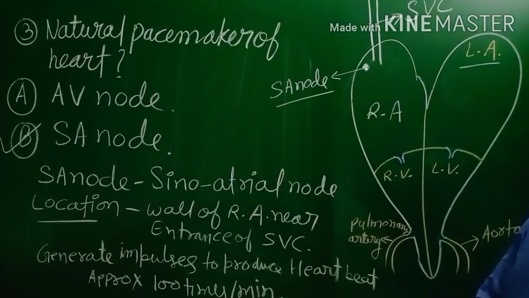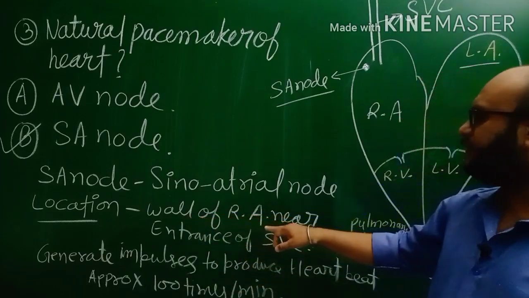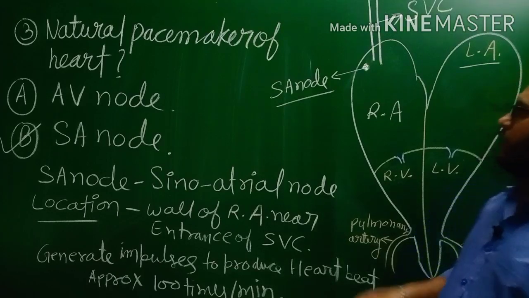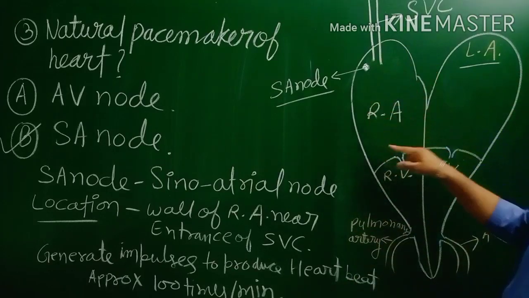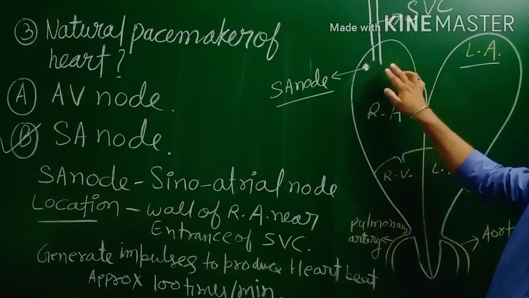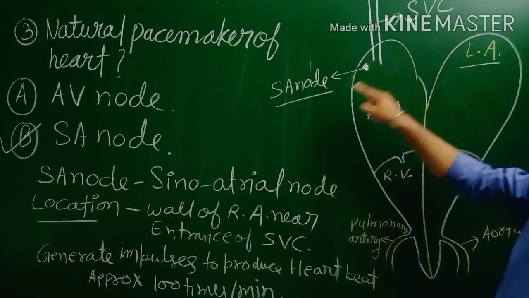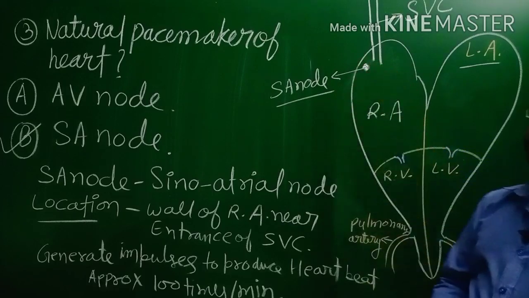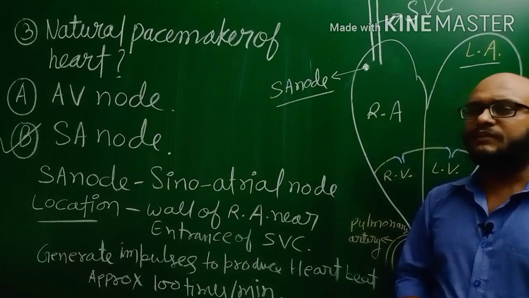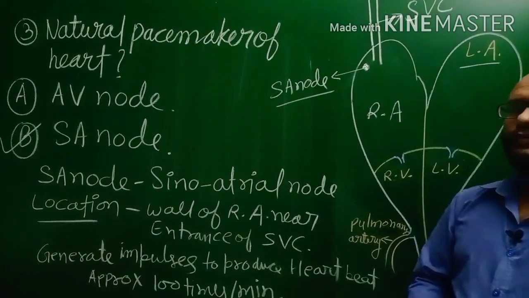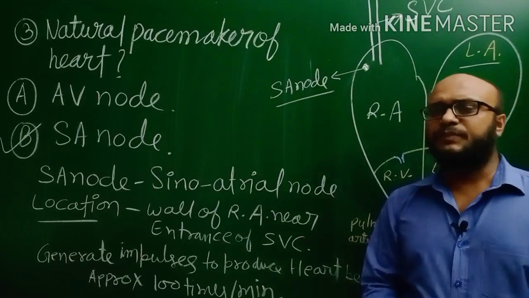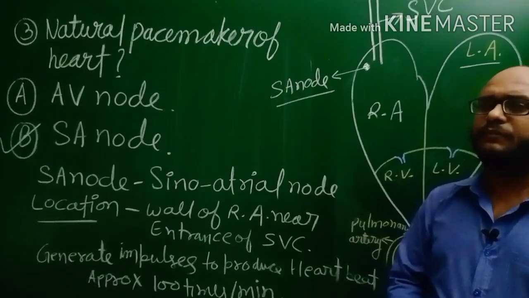Location of SA node: wall of right atrium near entrance of superior vena cava. In the right atrium of heart, on the wall of right atrium near the opening of superior vena cava, SA node is found. It is a group of specialized cells that produces impulses that cause heart to contract or produce heartbeat or heart rate. It produces impulses approximately 100 per minute.